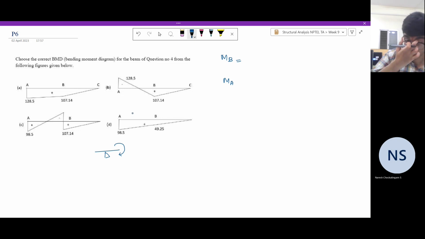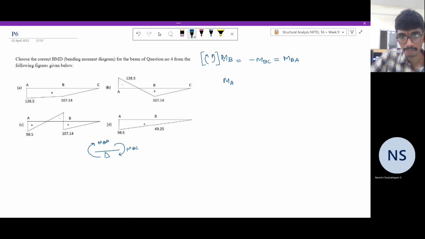So at the joint B, MB is nothing but minus MBC. So clockwise moment means it is hogging at this point. So it is equal to minus MBC or it is equal to MBA. This is MBA. This is MBC. If we take sagging moments to be positive, then as per this convention, MB is equal to minus MBC or it is equal to MBA. And MA is nothing but MAB. So that is simple.